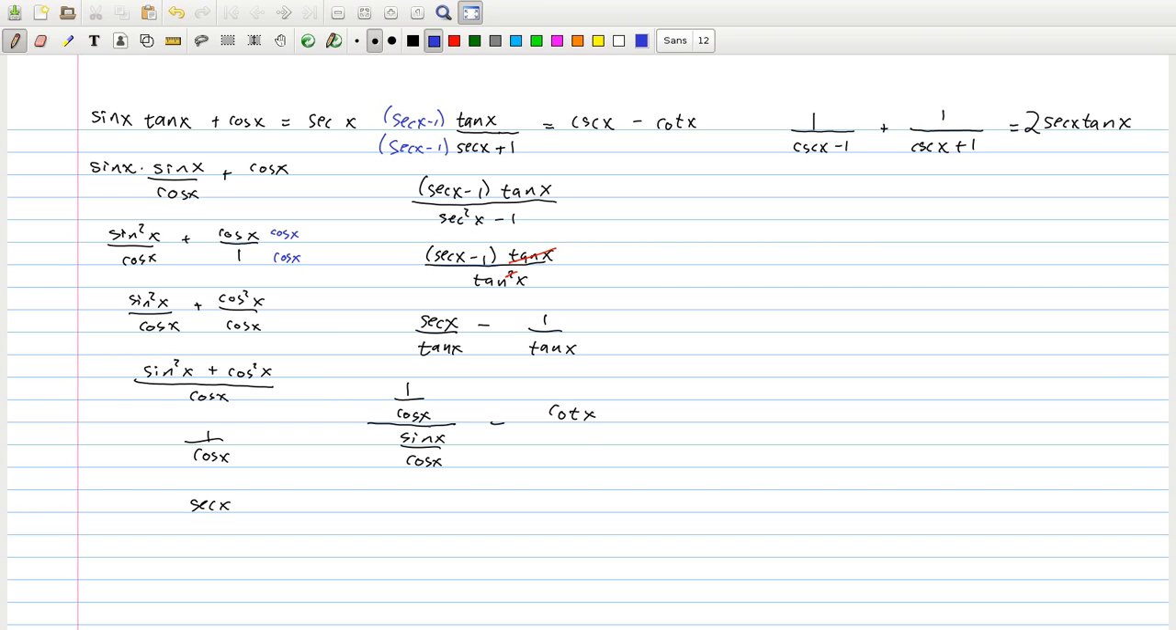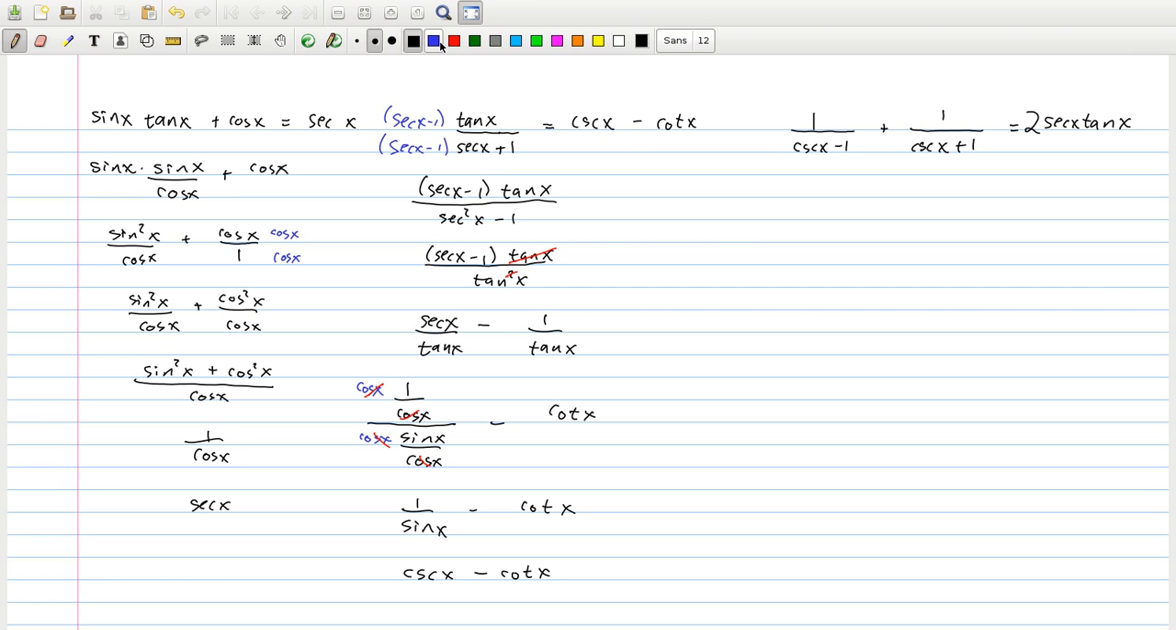On our first fraction, we can simplify this by multiplying both numerator and denominator by cosine x, which is our LCD in this case. That way the cosine x's will cancel, and we're left over with 1 over sine x. Our second term can just stay, cotangent x. And then finally, 1 over sine x by our reciprocal identities is cosecant x. This now matches the right-hand side, which verifies the second identity.